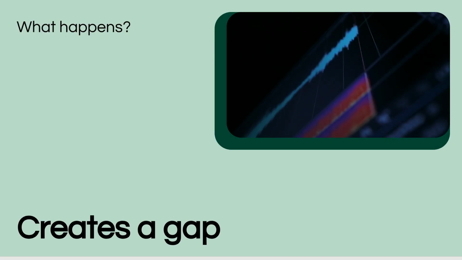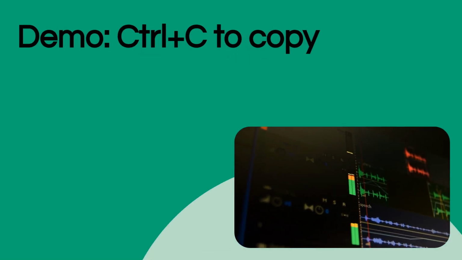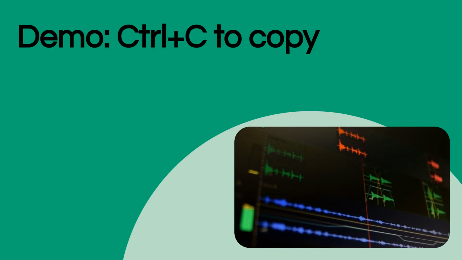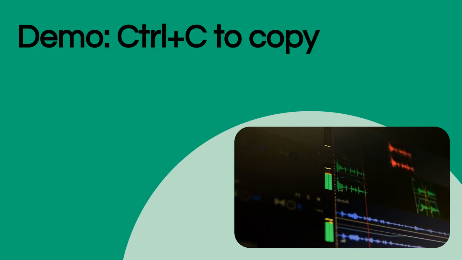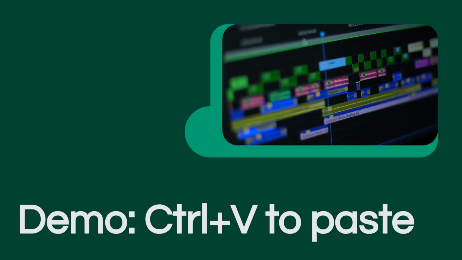Beyond just cutting, you'll often need to copy and paste sections to repeat phrases or move sounds. To copy the selected audio without removing it from its original location, use Ctrl+C or Command+C, placing the audio on the clipboard. Then, move your cursor to where you want the copied audio to begin, and press Ctrl+V or Command+V to paste it into the track.